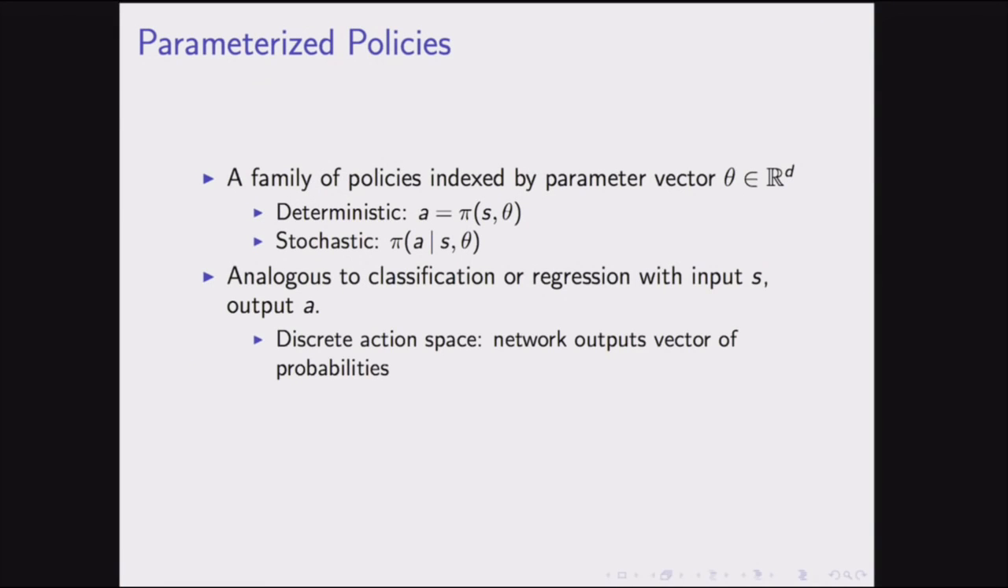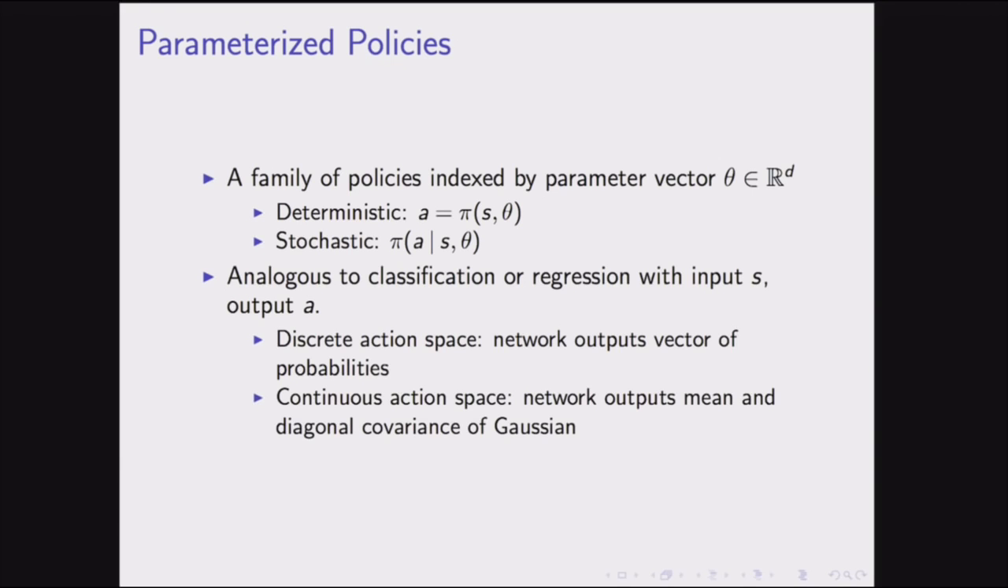If you have a discrete action space, a discrete set of actions, then you would use a network that outputs a vector of probabilities, the probabilities of the different actions. This is exactly like a classifier. And if you have a continuous action space, you would have your neural network output the mean and the diagonal of a covariance matrix of a Gaussian distribution. So this is just like you're doing regression. So you can use the same kind of architectures you would use in supervised learning.